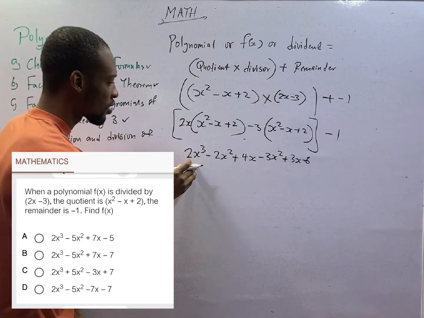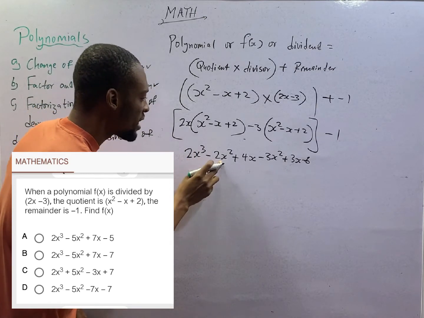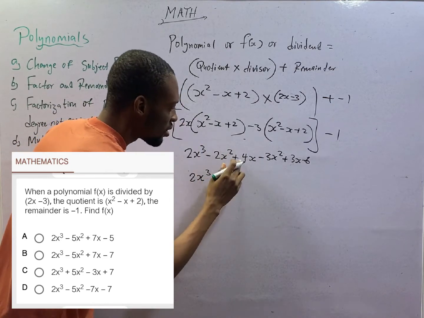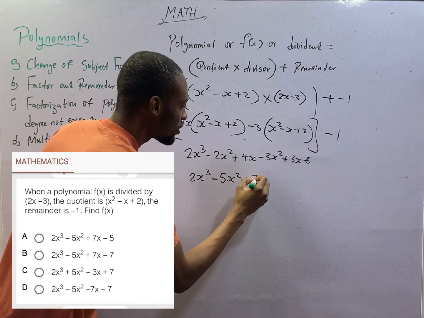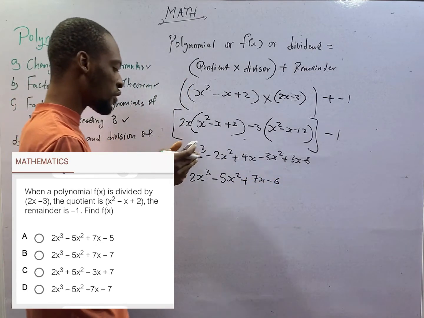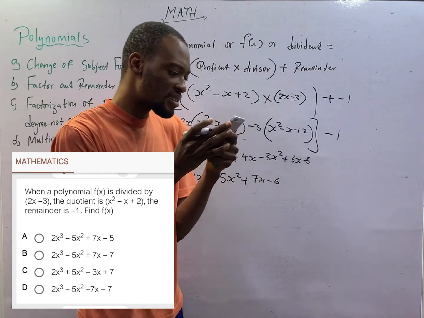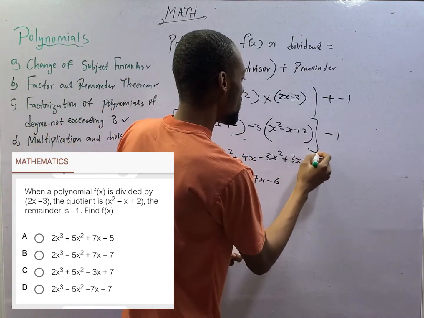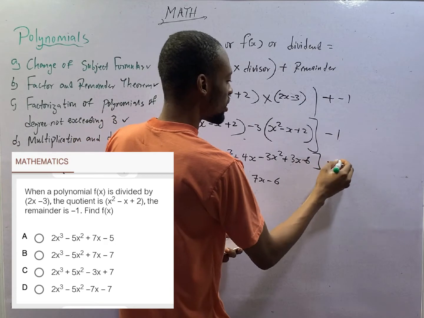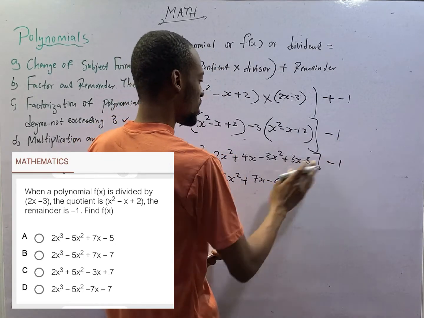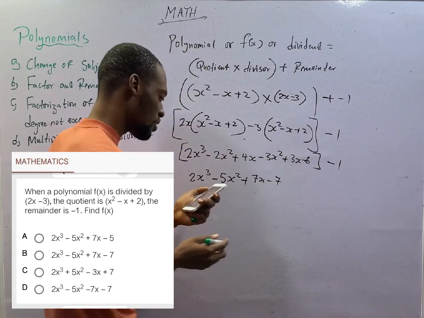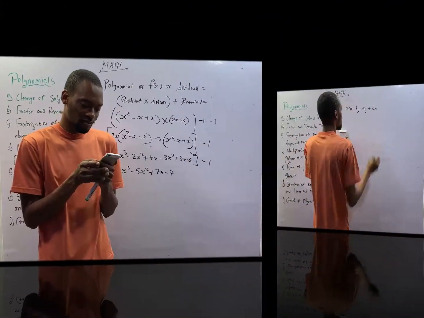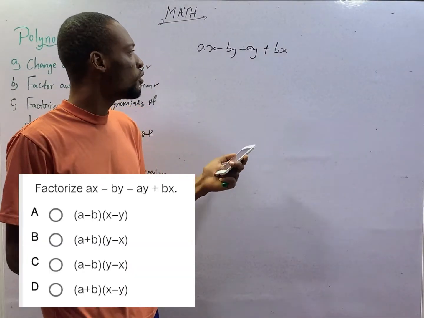So 2s raised to the power of 3 minus 2s squared minus 3s squared, that is minus 5s squared, plus 4s plus 3s, that is plus 7s minus 6. If I did not solve rubbish, our answer should be 2s raised to the power of 3 minus 5s squared plus 7s minus 7. Remember, this one is here. There is minus 1 here, minus 1. Minus 6 minus 1 is minus 7. So don't be like me who almost made a mistake. Option B is correct.